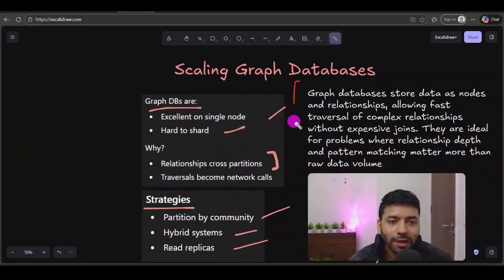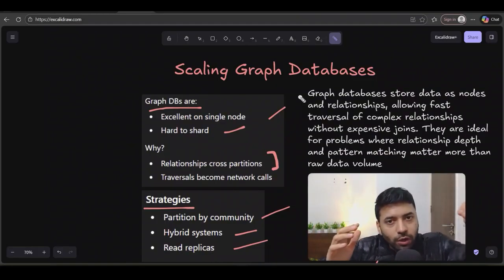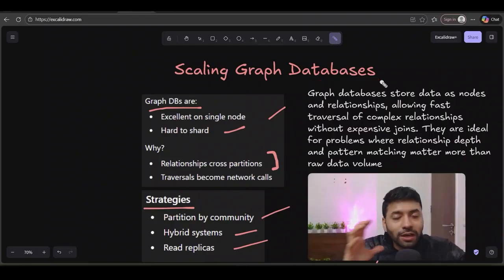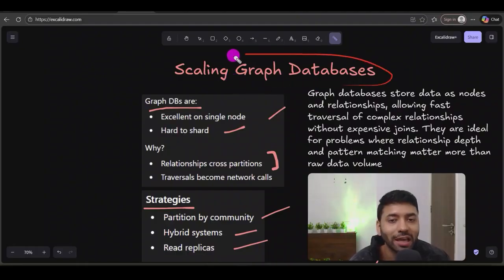So if we talk about graph database in summary, graph databases store data as nodes and the relationships, allowing fast traversal of complex relationships without expensive joins. Okay, so it is used when we have deep or complex relationships, and because it connects the nodes using the edges which represent the relationships, so it is based on the relationships and you can go from one node to another as a direct pointer. So graph databases are ideal for problems where relationships are deep and complex. Okay, and the pattern matching matters more than the raw data volume. Okay, so overall for graph database, we can simply say it's like relationships stored as pointers.